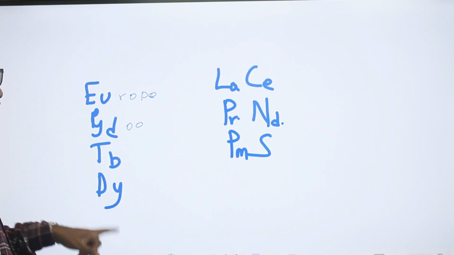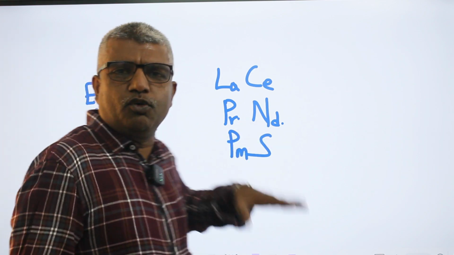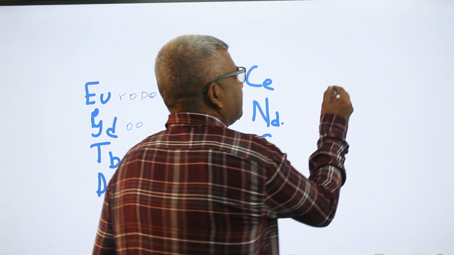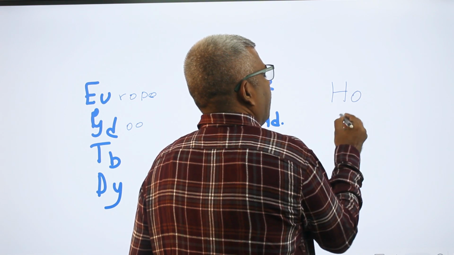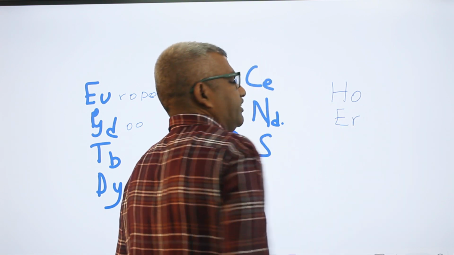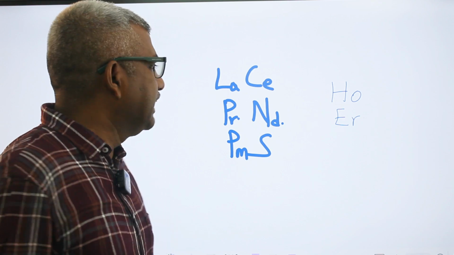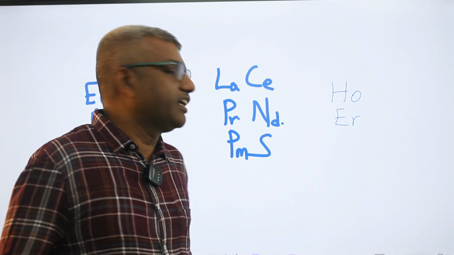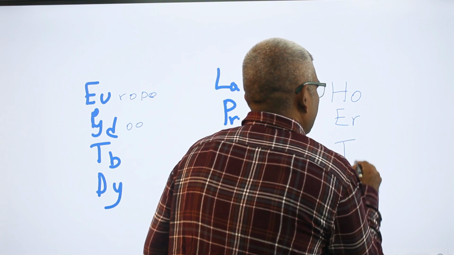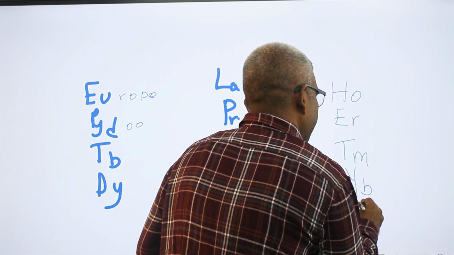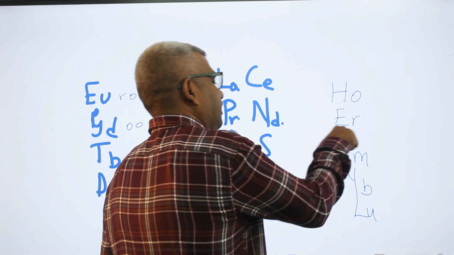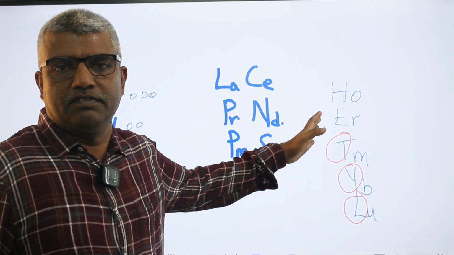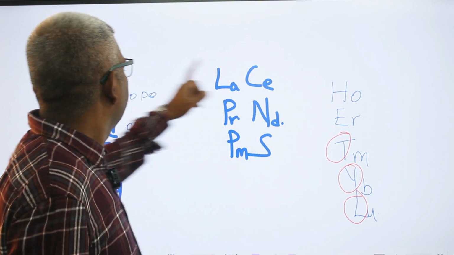Europium, gadolinium, terbium, dysprosium we finished: Europe goods are terrific and dynamic. Then what do you have to recall? Holland engineer: holmium and erbium. Memorization of f-block elements is very great. Then thank you Lord: thulium, ytterbium, lutetium, TYL. Understand?